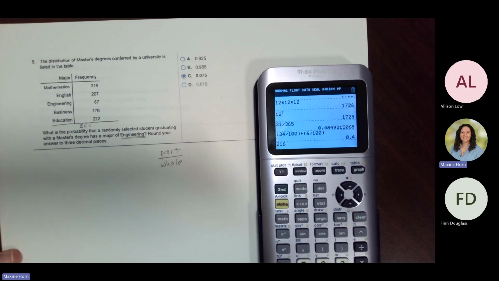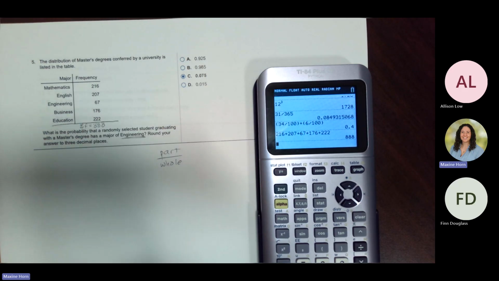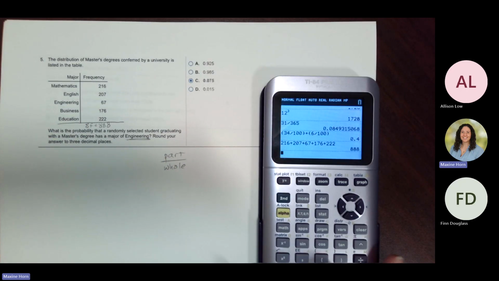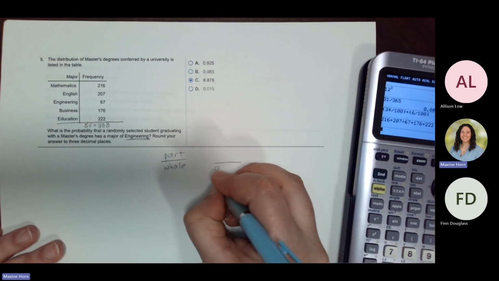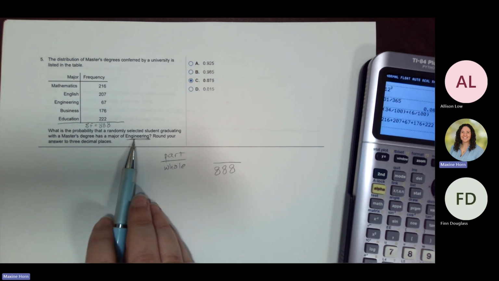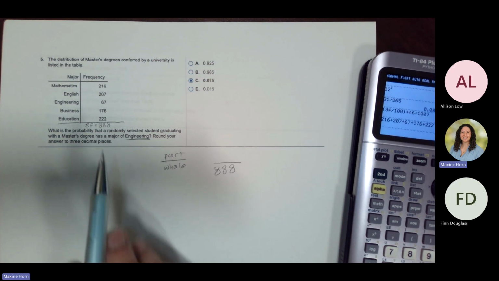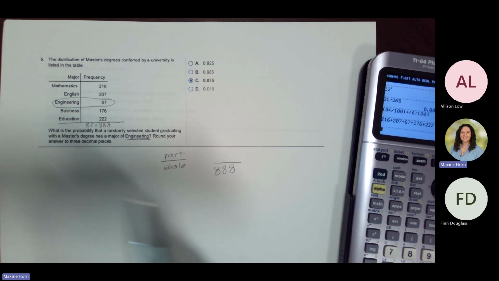So we're going to say 216, 27, 16, x plus 222. Okay, so we have a total of 888 master's degrees that were conferred by this university. So that's going to be our denominator. And our numerator is going to be the specific thing we're looking for, the number of people who got their master's in engineering. So that's this number right here, 67.